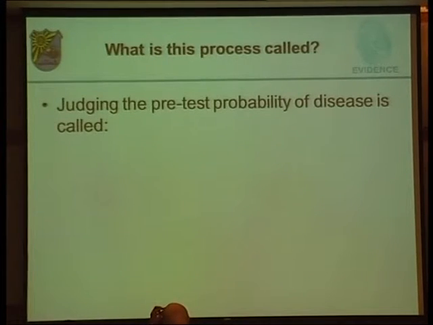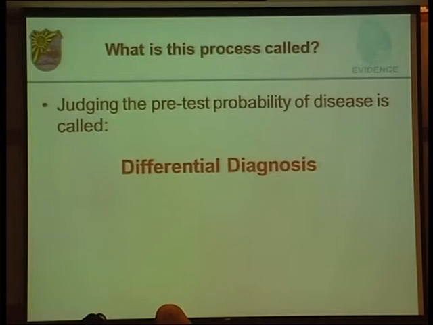So what is this judging of the pretest probability called? What is that? It's called that process of pushing some diagnoses down and others up. Differential diagnosis, right. That's differential diagnosis. So what you're doing every day is estimating the pretest probabilities. You do it every single day with every single patient. You just didn't call it that, do you see?